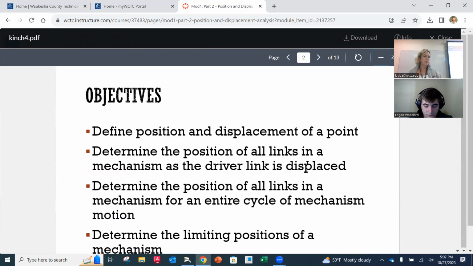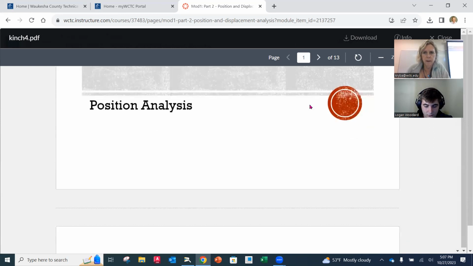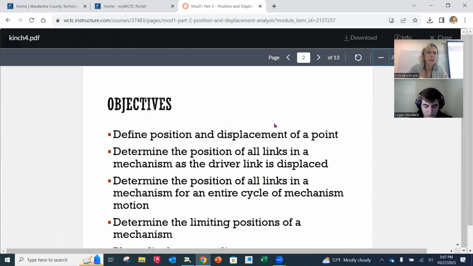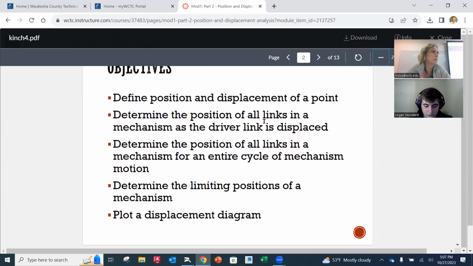As we look here, objectives wise, in this chapter, we're going to be, oopsie, I went back. I didn't want to go page. I wanted to zoom out. There we go. In this chapter, we're going to be looking specifically at position and displacement of a point. And really the bigger focus is going to be, as we move, for instance, a driver or another link in our mechanism, what happens to the other links that are joined to it.